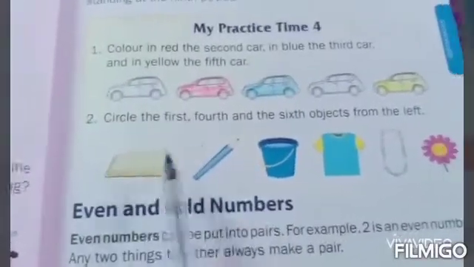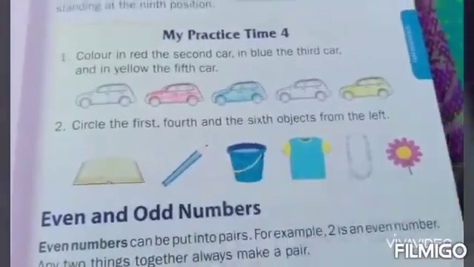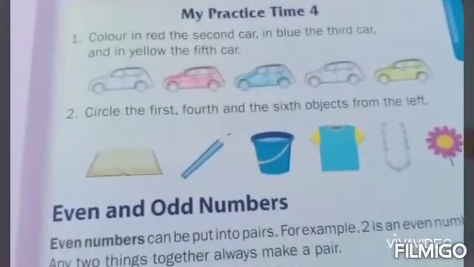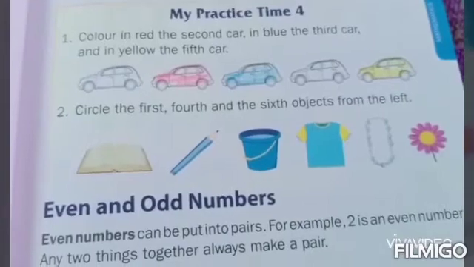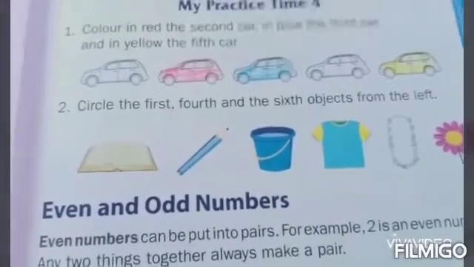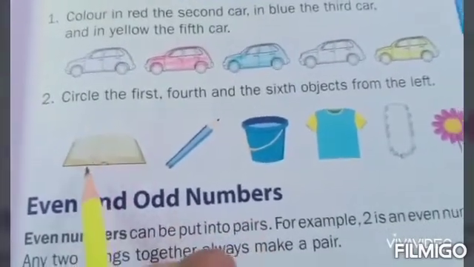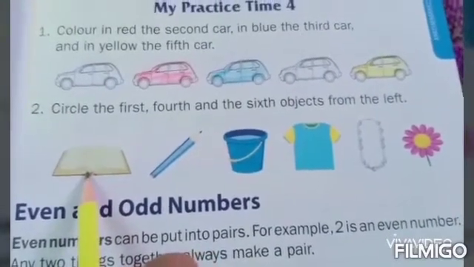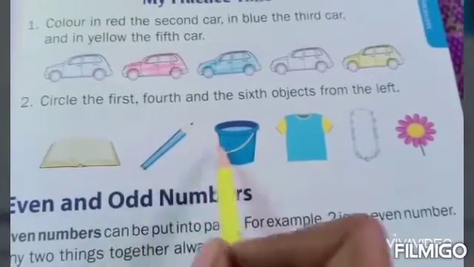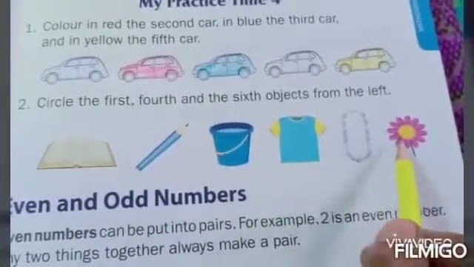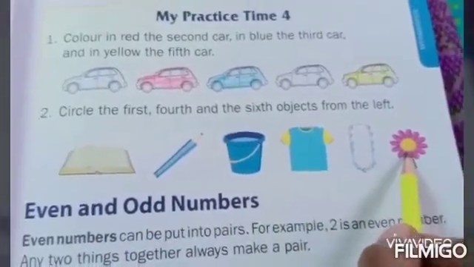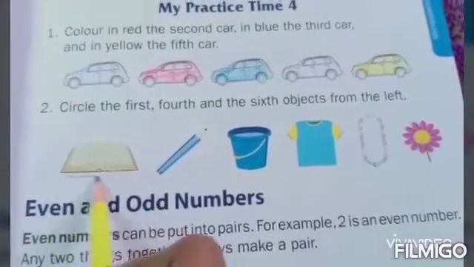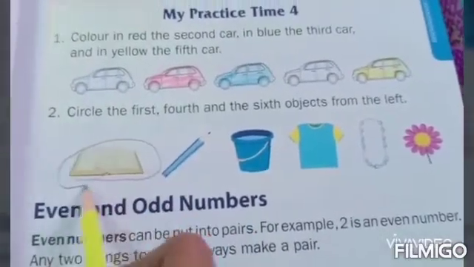Okay. Now we will move on. Circle the first, fourth and sixth object. So here we have to circle the first object, fourth object and sixth. Okay, so from the left, this is the first book given here. Before that we will count the objects, how many are given: first, second, third, fourth, fifth and sixth. So we have to circle the first. So this is the first object, we will circle it.